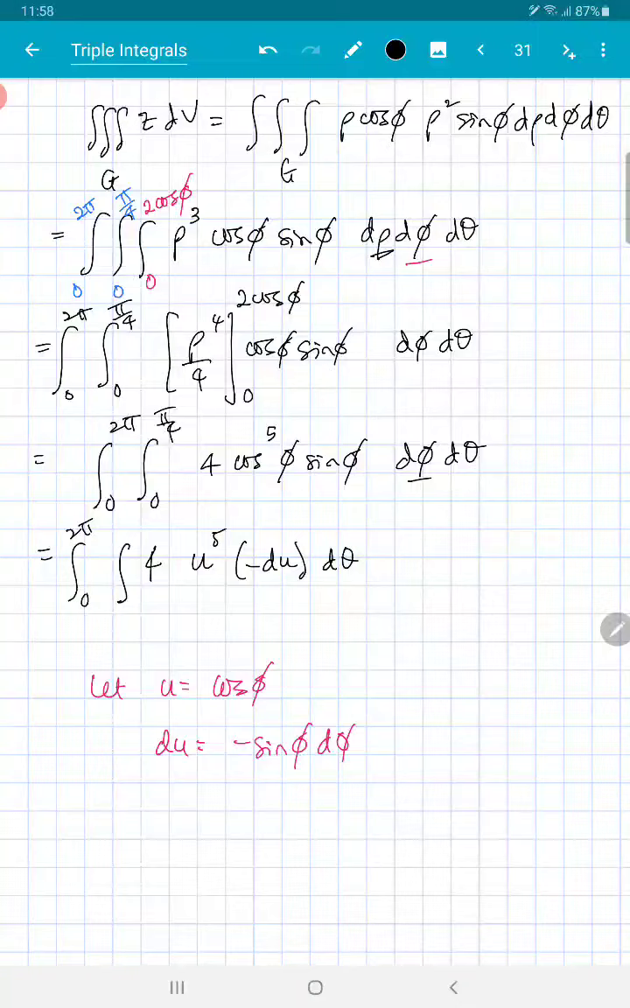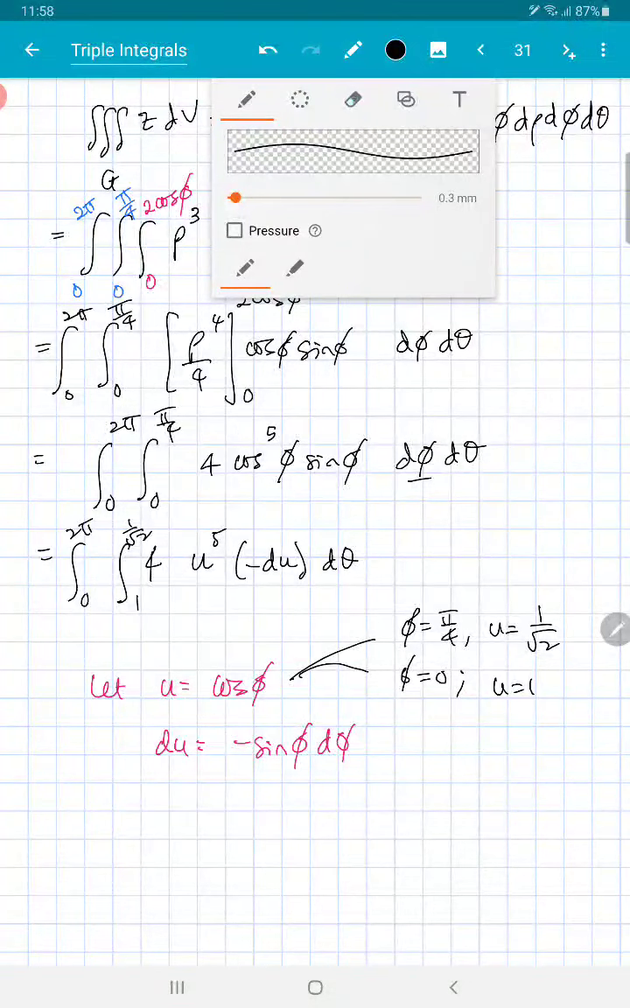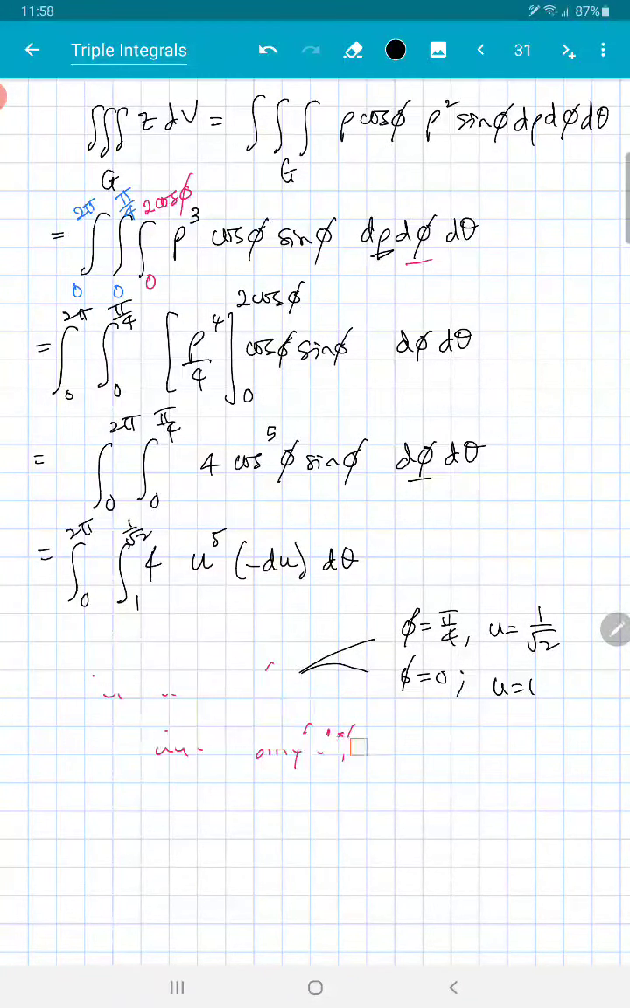Now instead of changing u back to cos phi, we can always use the limits for phi to get limits for u. The upper limit for phi is pi over 4. So when phi is pi over 4, u is cos pi over 4, which is 1 over square root of 2. That's the upper limit for u. The lower limit for phi is 0, so cos 0 is 1, so the lower limit for u is 1. Let's erase this because I need more room.